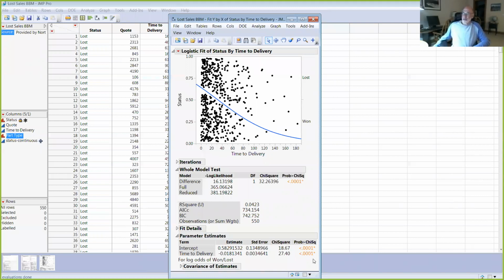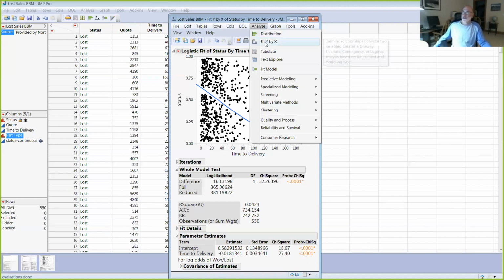The p-value being very low here basically says we can reject the hypothesis that there's no effect of the time to delivery on the odds, the likelihood, of winning an order. I'll get to that language again in a minute. And it has a significant impact. So speeding up delivery time would seem to improve our chances of winning an order.